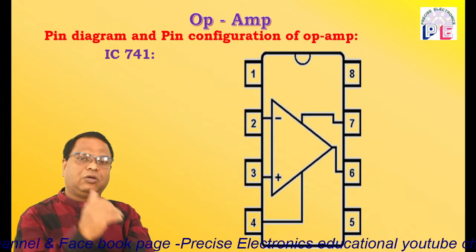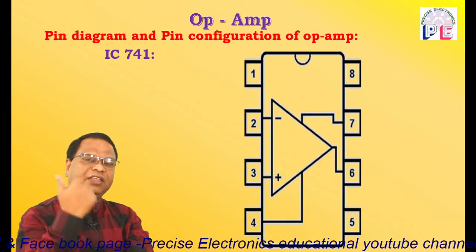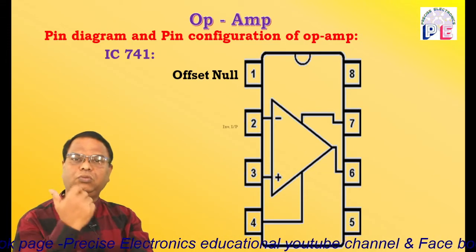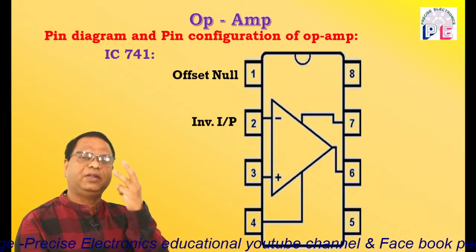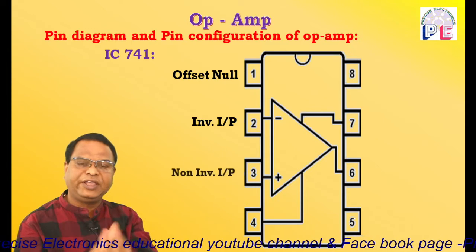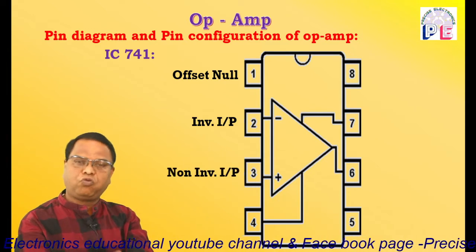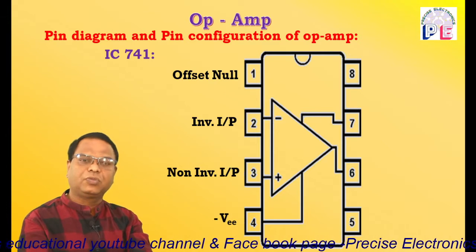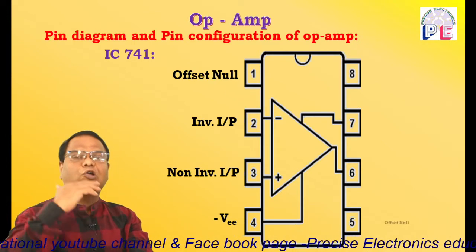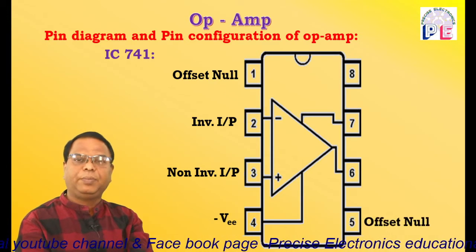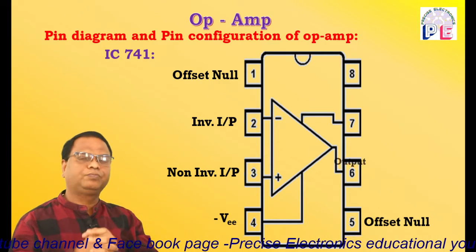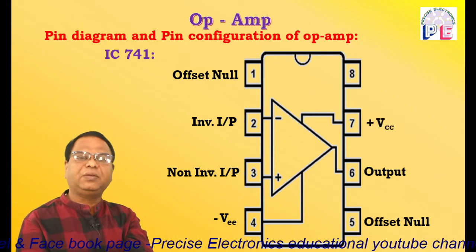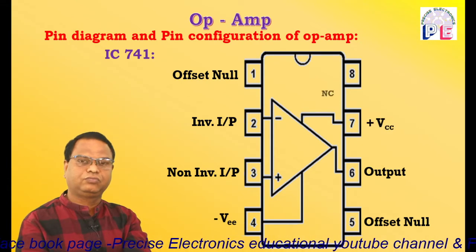First, pin number 1, that is offset null. Pin number 2, inverting input. Pin number 3, non-inverting input. Pin number 4, minus supply, minus VEE. Pin number 5, it is also offset null. Pin number 6, output. Pin number 7, plus VCC, and pin number 8, NC.